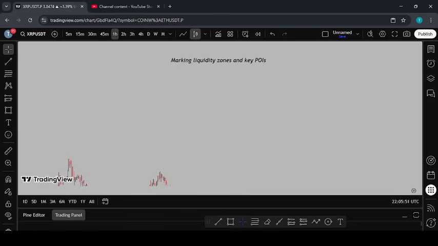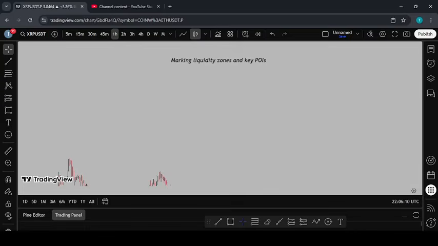We'll be talking about marking liquidity zones and key POIs. Of course, we've talked about liquidity, what they are in the past, and we also talked about points of interest and how we can identify them. So I'll just be doing a really brief recap on that, then teach you guys how to mark out liquidity zones and points of interest.